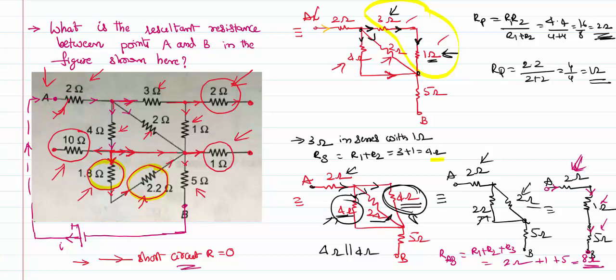That implies the effective resistance between the points A and B of the above problem is 8 ohms.